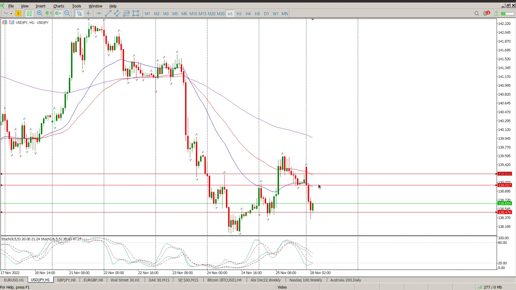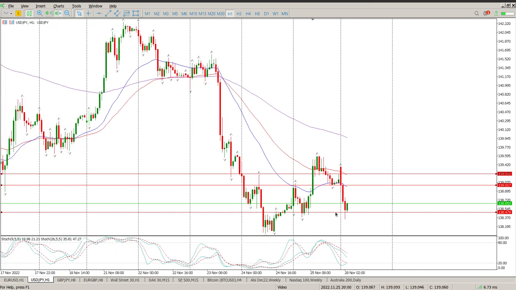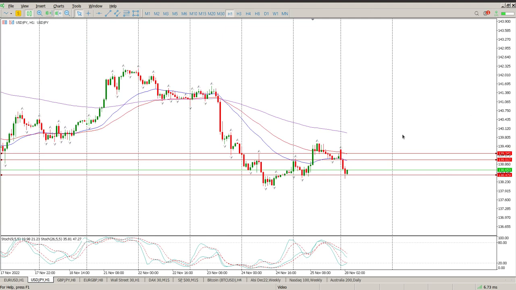139.017. If we get a rejection up there, then I'd be looking for a short, at least to retest this level of 138.479. If we get below that, then that should get us a continuation to the downside. Last thing that I can see here is our potential flag break, and I say potential because there it is there.